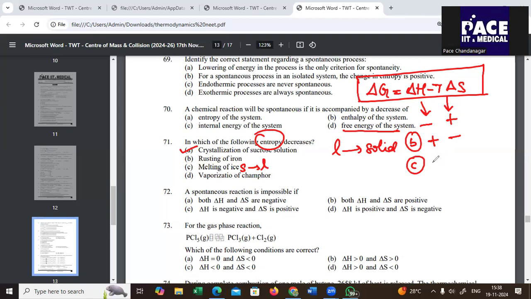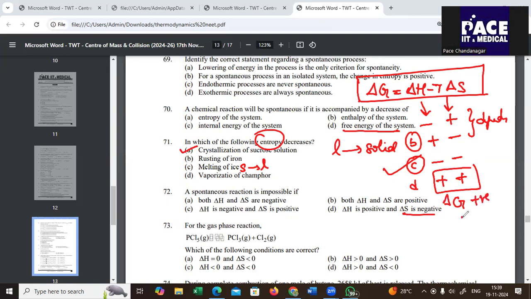Next, C, delta H is negative and delta S is positive. Positive of negative will be negative. So reaction is possible. Option C, reaction is possible. These two depend, right? Whether it is positive or negative depends on the temperature. C is always possible. Next, D, delta H is positive and delta S is negative. Negative of negative is positive. Two positives, delta G is positive, which is definitely non-spontaneous. So this is impossible, definitely.